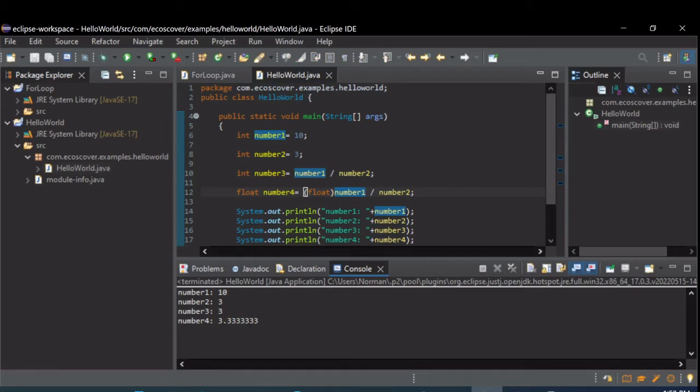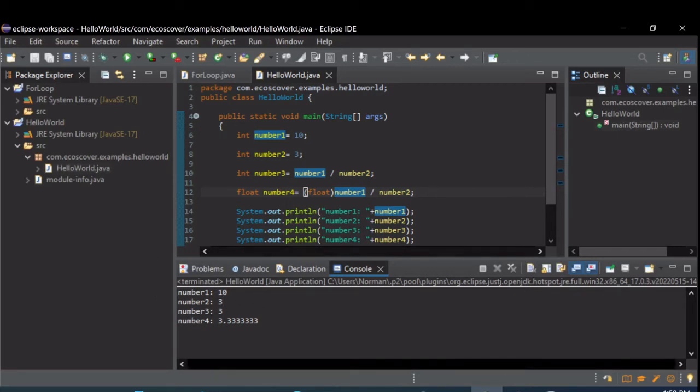So now in the output you see that number 3 was 3 and number 4 was 3.333, repeating. And as you'd expect, 10 divided by 3 is 3.3, but an integer can't store a decimal, so it's just truncated. Now, it's a little different than you're usually used to, which is you're probably more used to rounding instead of truncation.